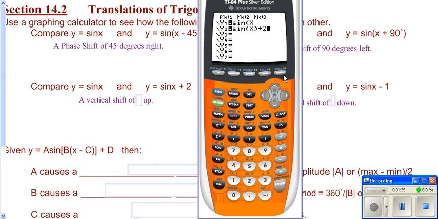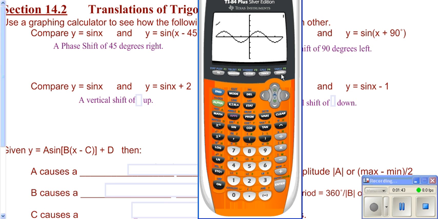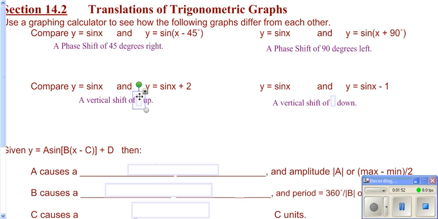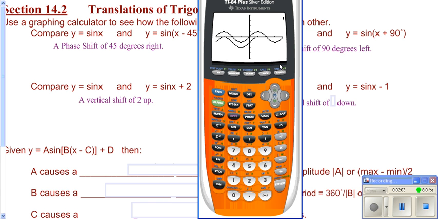So let's look at sine of x plus 2. Here's your original. It crossed here at 0, height of 0. Now it's crossing up here at a height of 2. In other words, it just moved it 2 units up. So you might suspect this one here would move it 2 units down, but let's check. So sine of x minus 1. Here's your original graph. And yes, it did shift it 1 unit down.